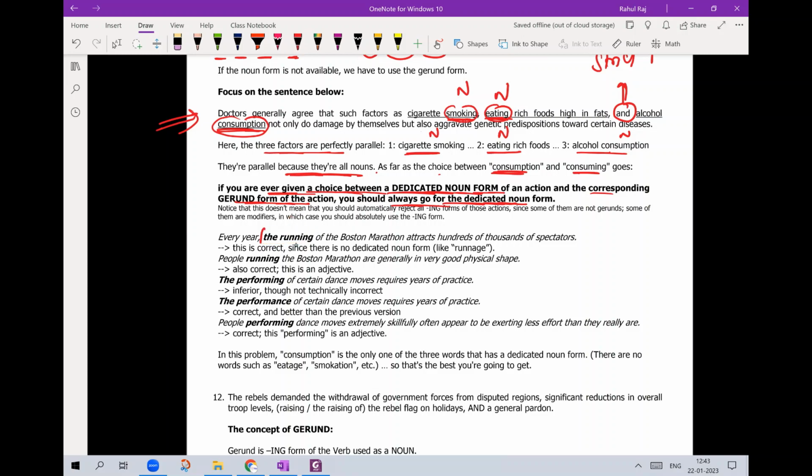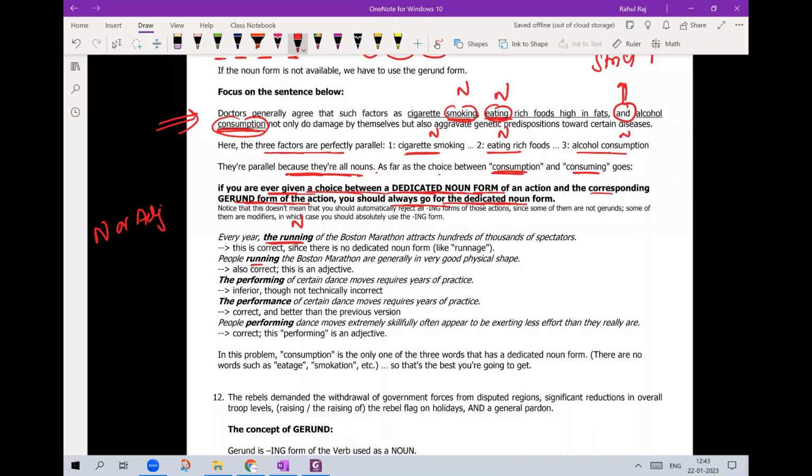First of all, understand it can never be a verb, because -ing forms alone are not a verb. If this is not a verb, it can either be a noun or an adjective. Imagine if I remove the running of the Boston Marathon, my sentence becomes: every year attracts hundreds of thousands of spectators. That is wrong. So running of is a noun. Please understand, running of is a noun.